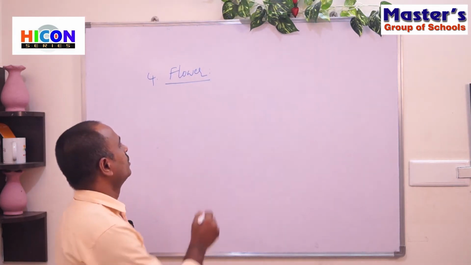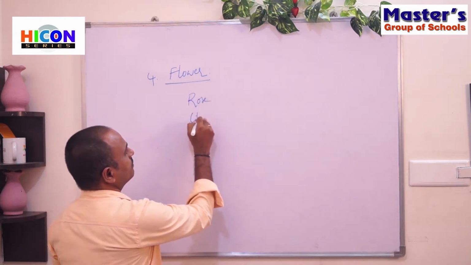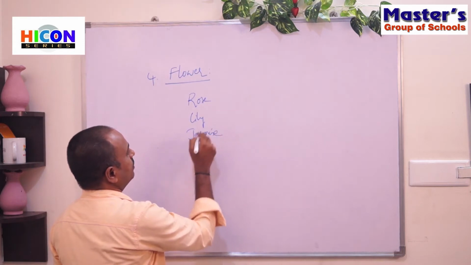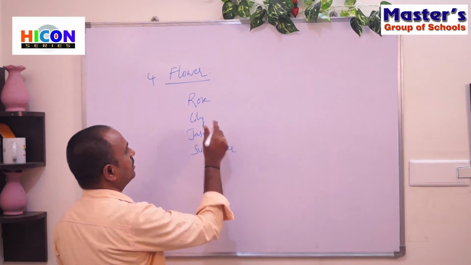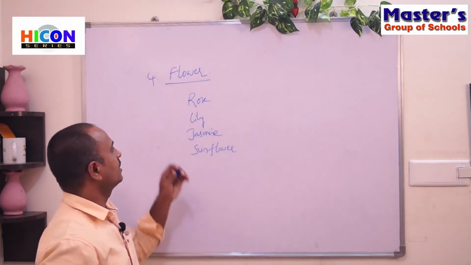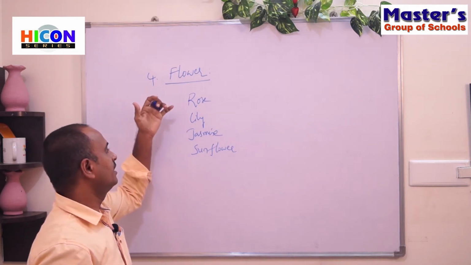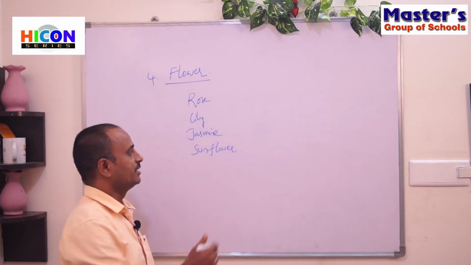For example, rose, lily and jasmine, sunflower, etc. All these are examples of flowers. So these are some examples for the flowers, where the rose is in red color, lily and jasmine are in white color, whereas sunflower is in yellow color.